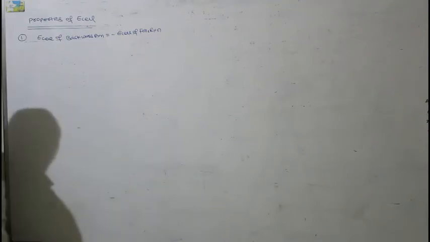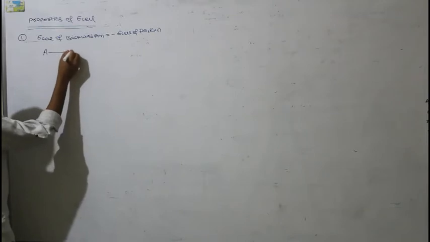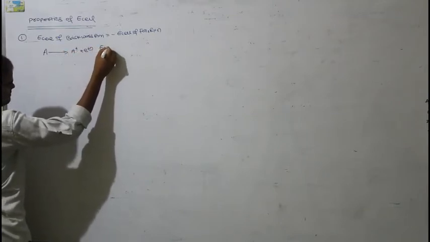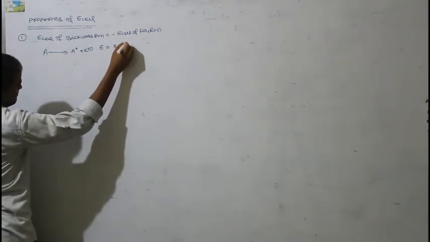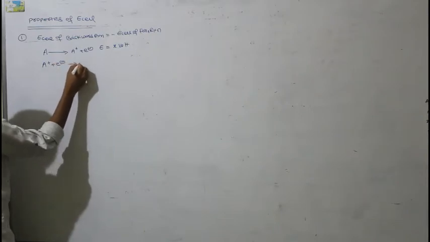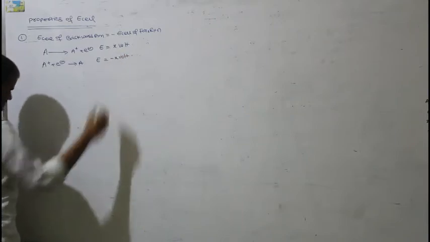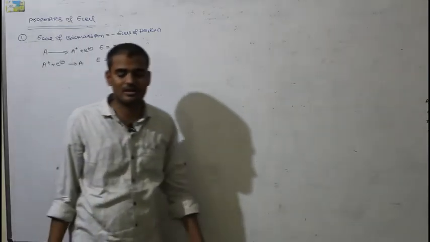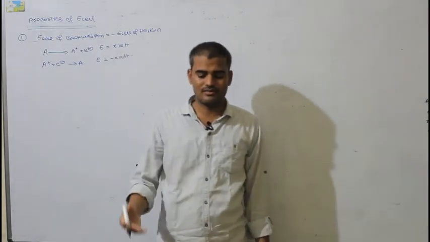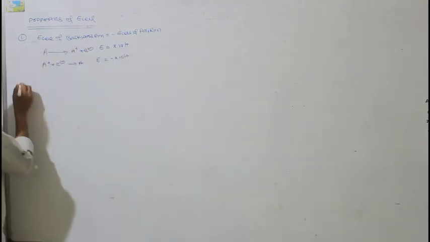Simply, if A converting into A plus by loss of an electron has E equal to x volt, then A plus converting into A, E will be equal to minus x volt. Just like we studied reduction potential value and oxidation potential, oxidation potential is exactly equal to minus of reduction potential. Right. Next one.